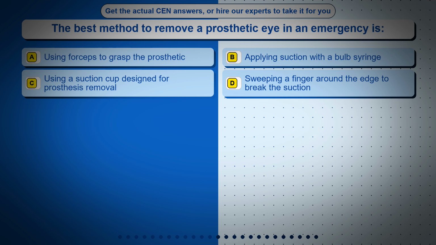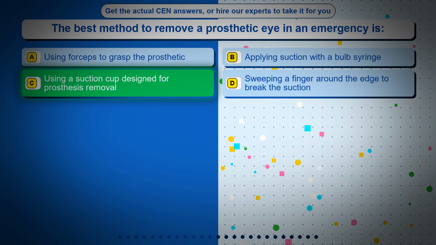Question 12. The best method to remove a prosthetic eye in an emergency is: Option A, using forceps to grasp the prosthetic. Option B, applying suction with a bulb syringe. Option C, using a suction cup designed for prosthesis removal. Option D, sweeping a finger around the edge to break the suction. The correct answer is option C, using a suction cup designed for prosthesis removal.